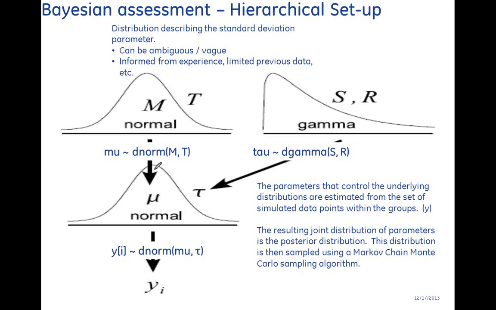What we do is model the parameters that drive our differences with hyperparameters, and these hyperparameters are assigned distributions. These are your priors. They can be very vague, meaning I have no information about it, or they can reflect actual information. It could be somewhat informed.